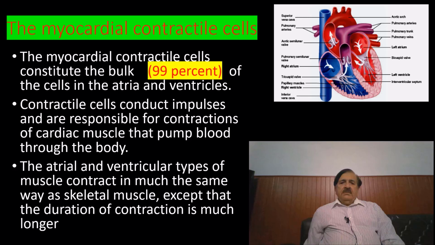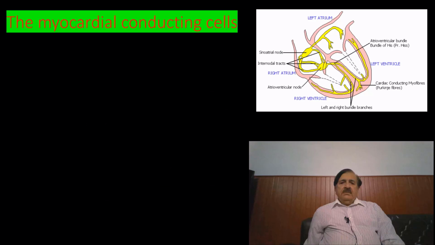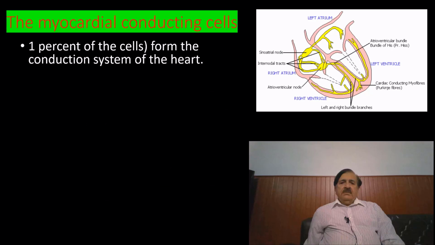The atrial and ventricular types of muscle contract in much the same way as skeletal muscle, except that the duration of contraction is much longer. The duration of contraction of cardiac muscle is longer than that of skeletal muscle. Otherwise, both contract in the same way.